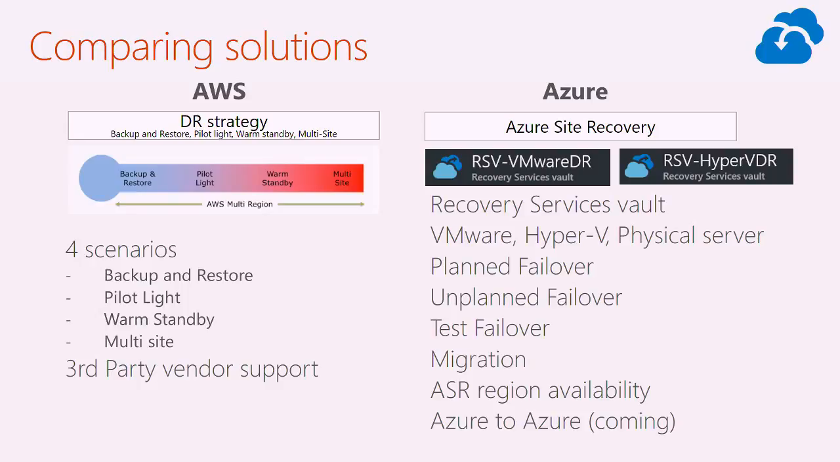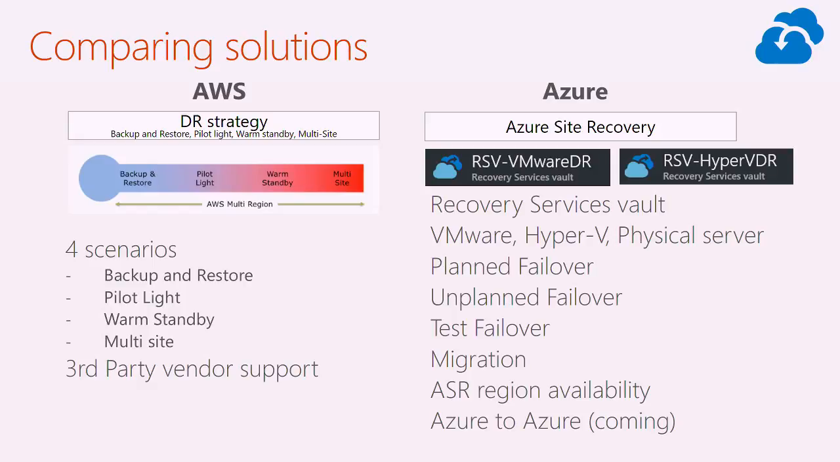We can support VMware, Hyper-V, physical servers, and even migration from AWS. Once we're doing DR, we're replicating to the cloud. Once we've replicated to the cloud, we can do things like planned failover, unplanned failover, and test failover. Test failover is very, very important because we need to do a proper DR test, to convince the bosses that our DR site is working and we're paying for what we're using.